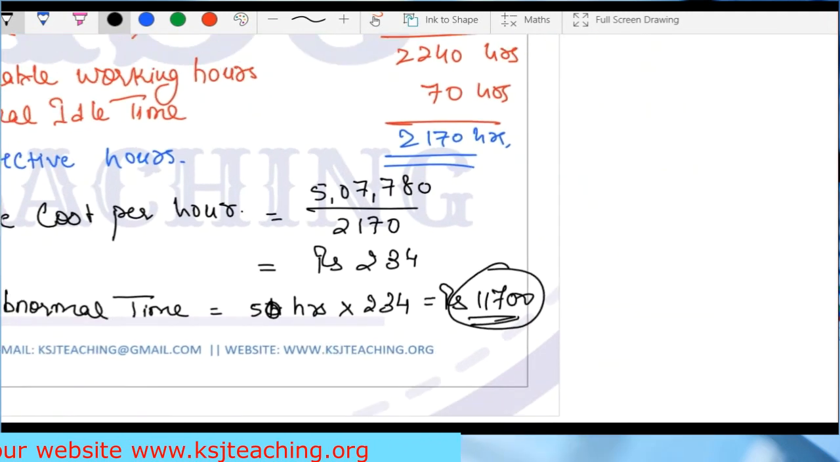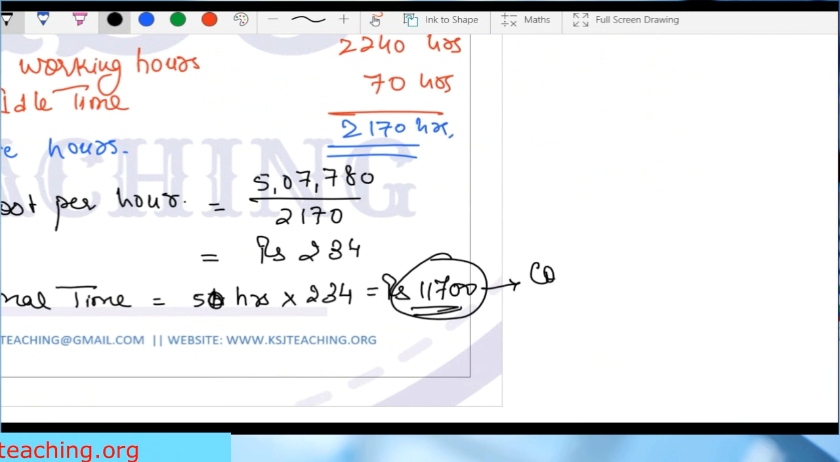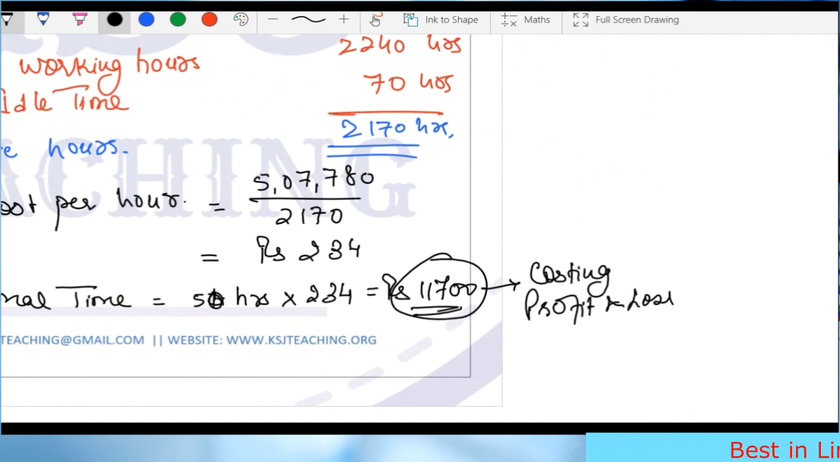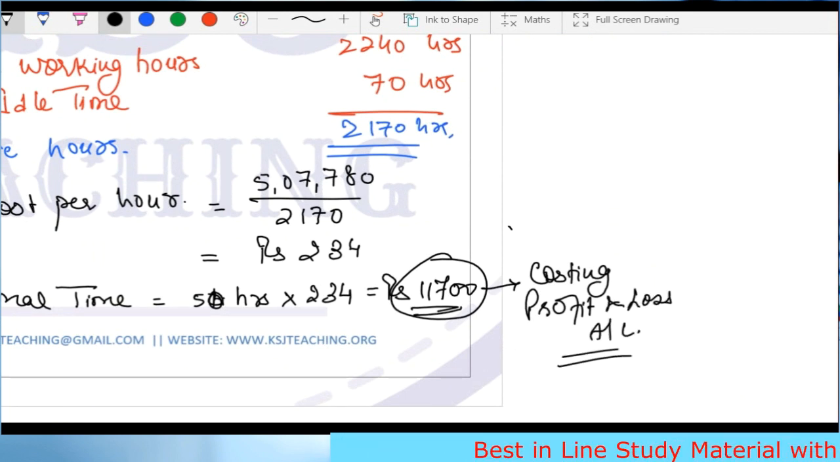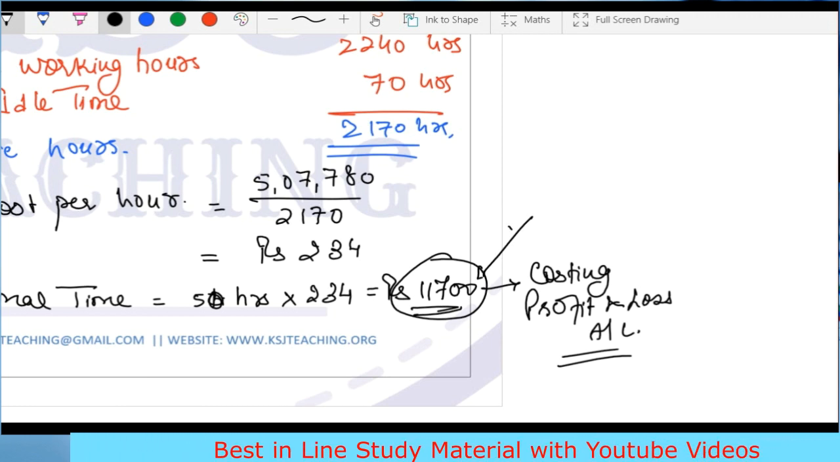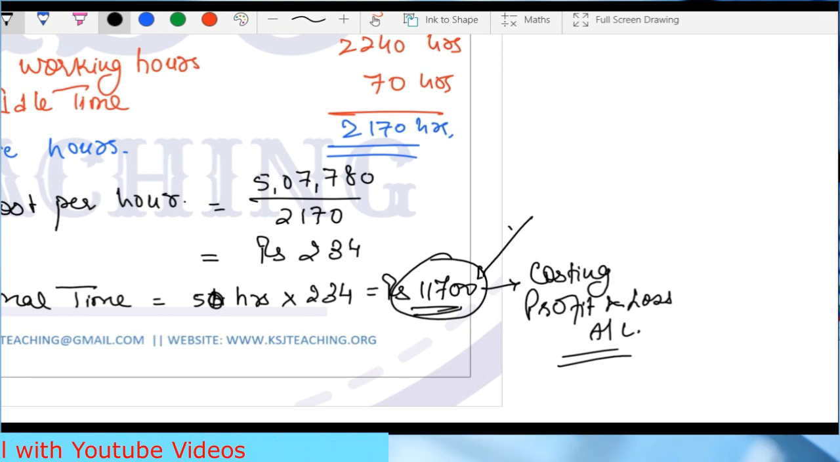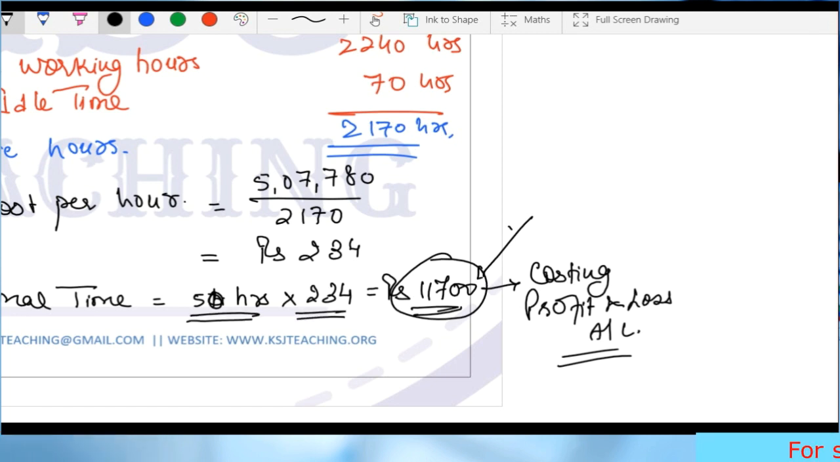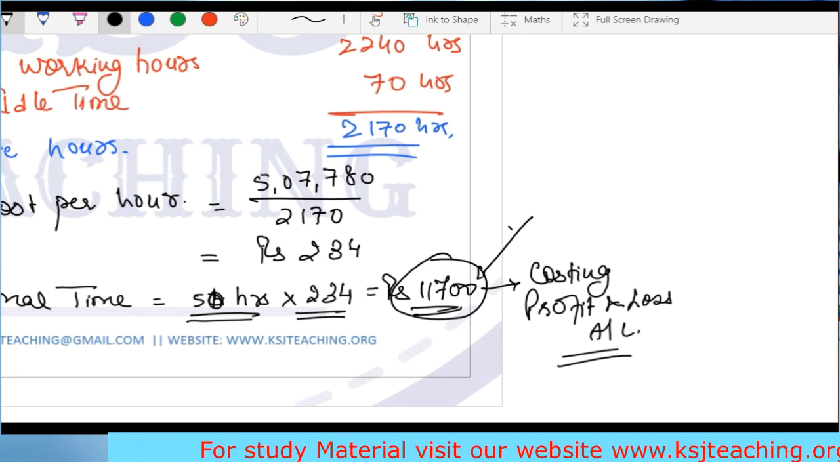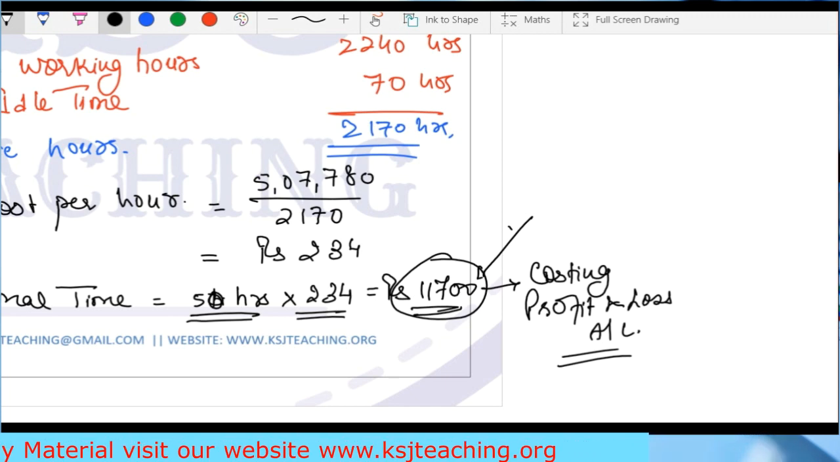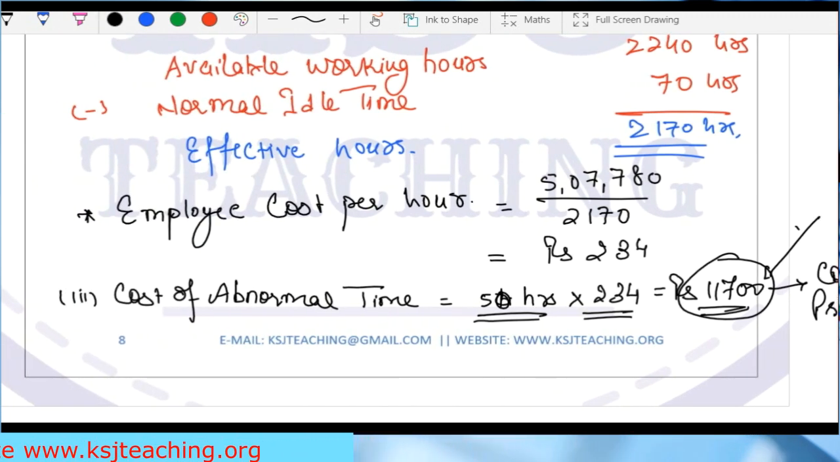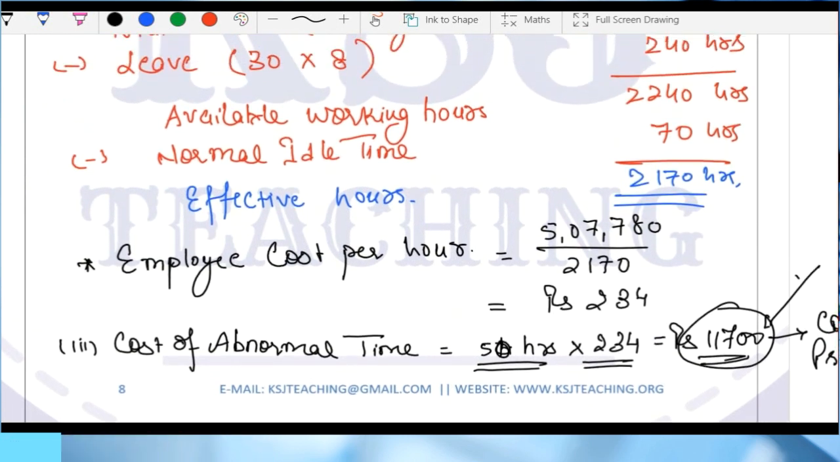This cost will go where? Sir, this cost will directly be taken to costing profit and loss account. Sir, it will directly impact my profits because this amount I cannot recover from my customer. It was not the mistake of customer that there was a power failure, right? So this cost will directly impact my profits. Clear? So for 50 hours, I have to incur 234 rupees per hour. That means a total of 11,700 rupees is my loss due to power failure. Clear? So this is how you have to treat the abnormal time.